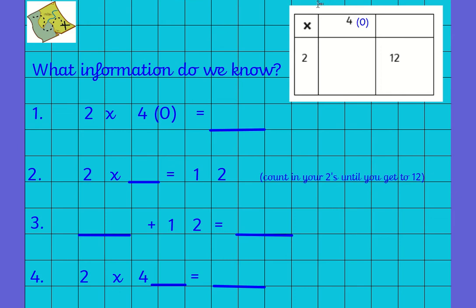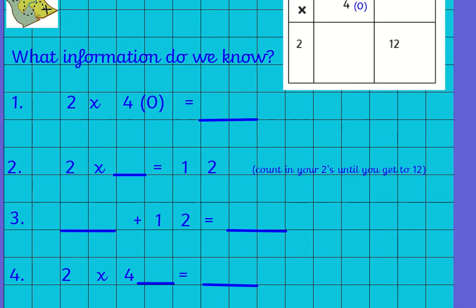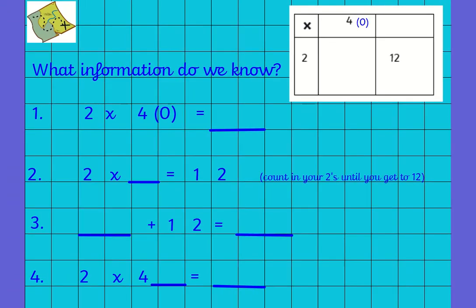So here is our grid, here is our problem. So we've got some numbers missing, and as you can see, I put the 0 in there just to remind you that this 4 is actually worth 40 and not 4. So what information do we actually know?